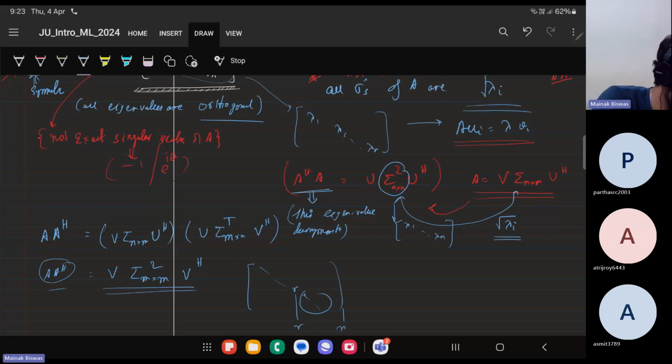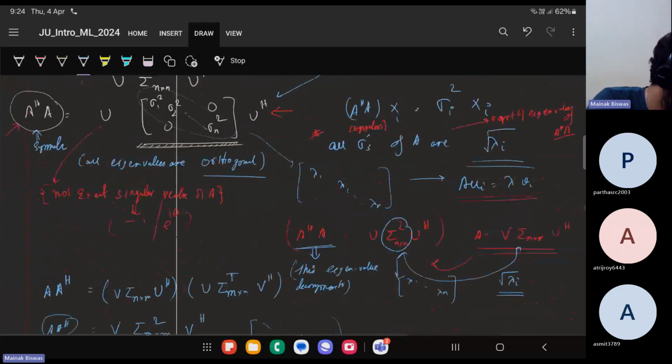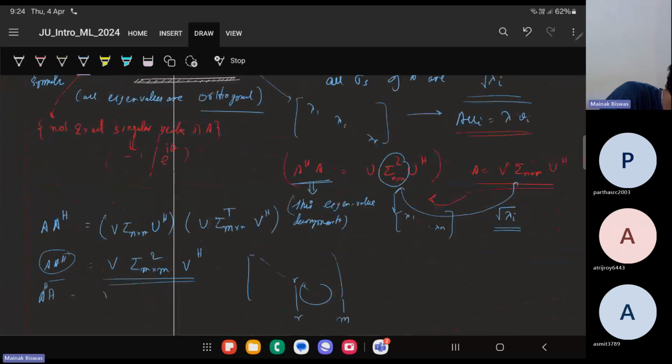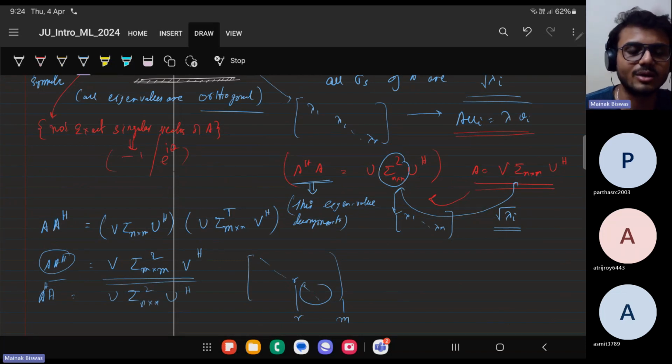Just to keep in mind, you may ask me how this is happening, because on A Hermitian A I am getting V sigma squared, n cross n, squared U Hermitian. So you will say the dimensionality is not matching. But I will say only the first R will always be the same. The rest are all zeros, right? So you can use either to find the singular values.